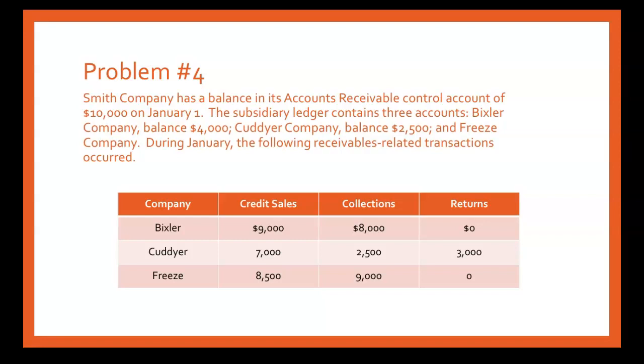Now, problem number 4. We're told that Smith Company has a balance in its accounts receivable control account of $10,000 on January 1st. The subsidiary ledger contains 3 accounts. Bixler Company with a balance of $4,000, Kadire Company with a balance of $2,500, and Freeze Company, which we aren't told what the balance is. And then during January, the following receivables related transactions occurred. So we're given credit sales information, collections information, and return information for Bixler, Kadire, and Freeze.